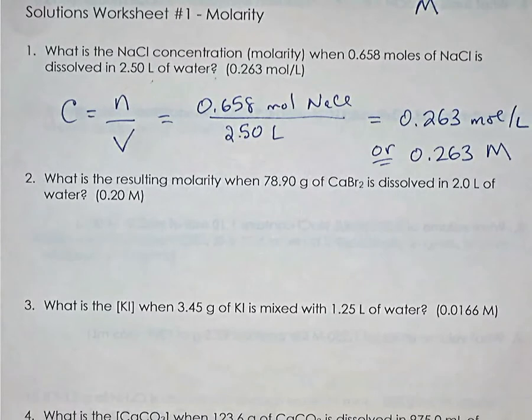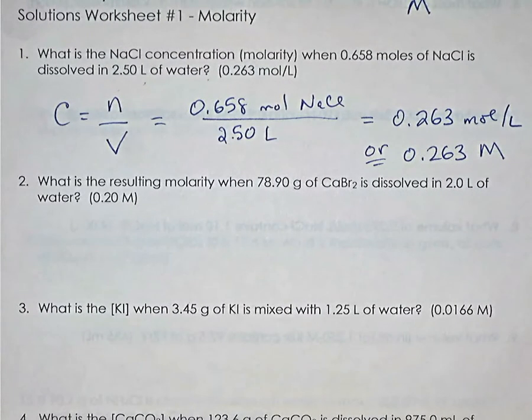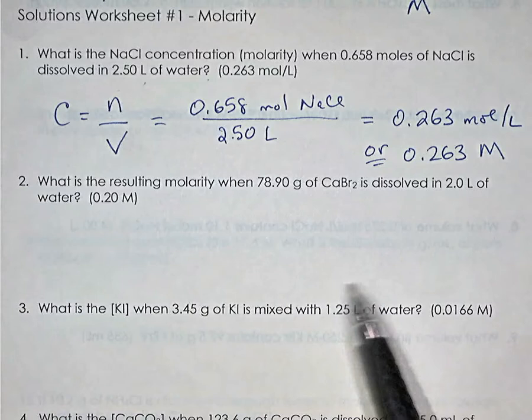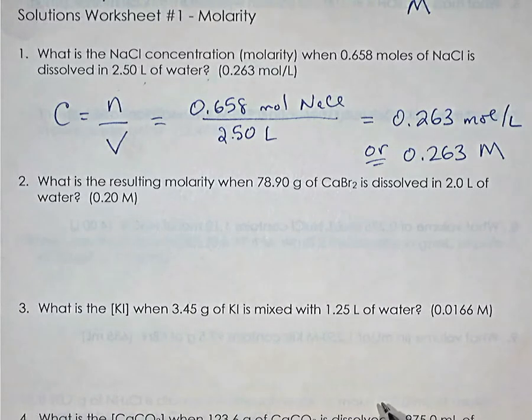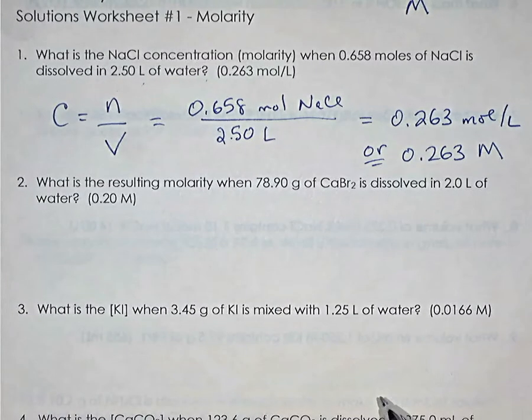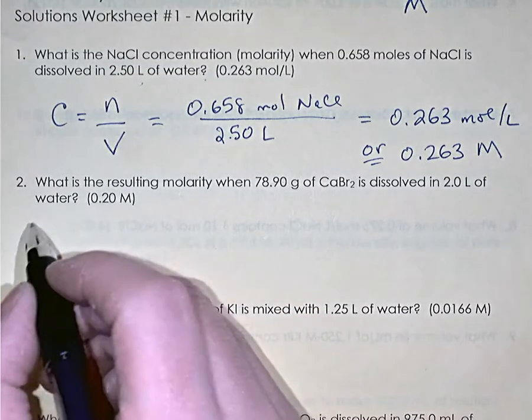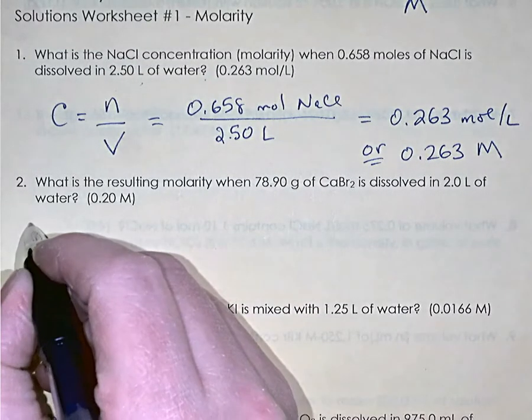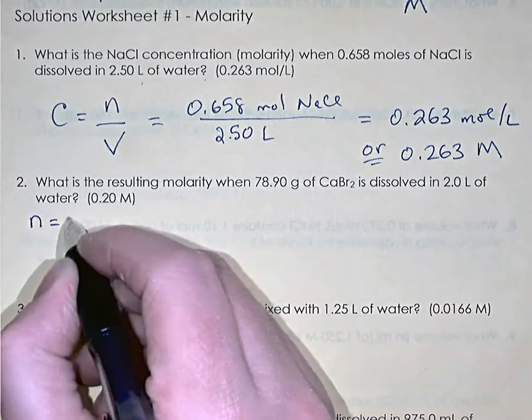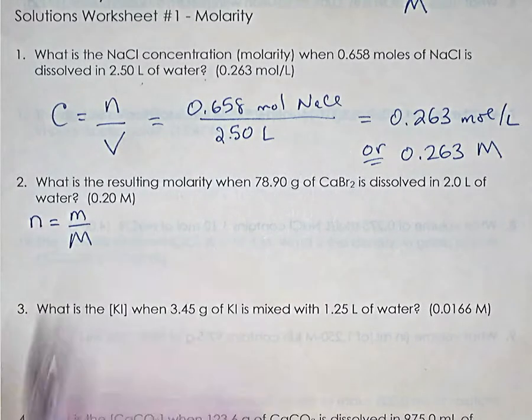Question number 2, what is the resulting molarity if 78.9 grams of calcium bromide is dissolved, again the wording is a bit off, to prepare 2.0 liters of solution would be a better way to say that. We could do this in formulas. In fact, if you like to do formulas, you would first find your moles of salt using the formula I've already mentioned, the mass divided by the molar mass.